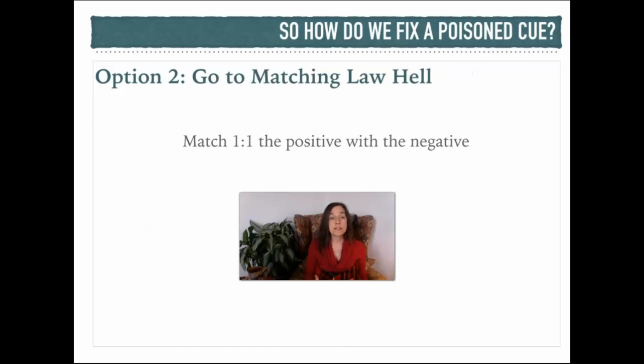The next approach is to go to matching law hell. So what is matching law hell? Matching law is the approach to training that states that for every mistake you make, you have to balance it with doing something correctly to get to a neutral place.